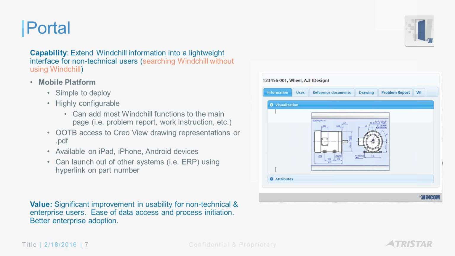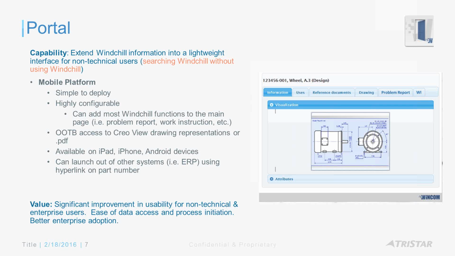So let's take a look at some of these apps. The first one we're going to take a look at is the portal app. Last time we saw an easier way of searching Windchill through the flexible light search. This app provides a simplified interface into a Windchill part or a document, and gives the end user a much more user-friendly experience.